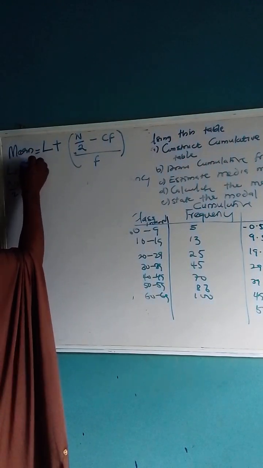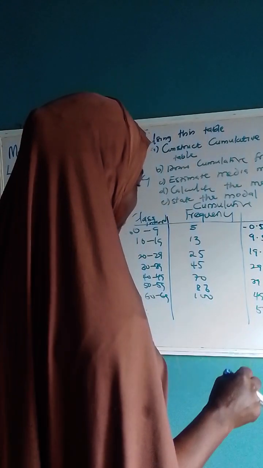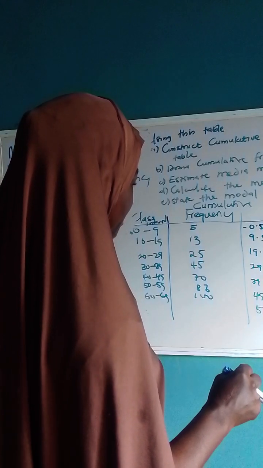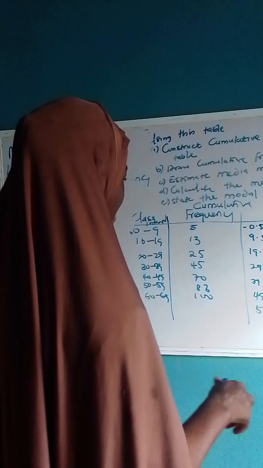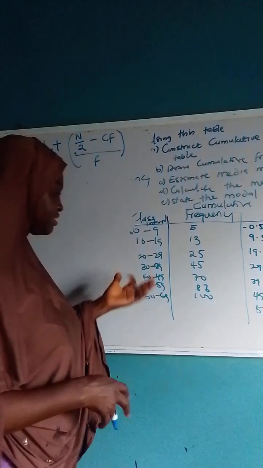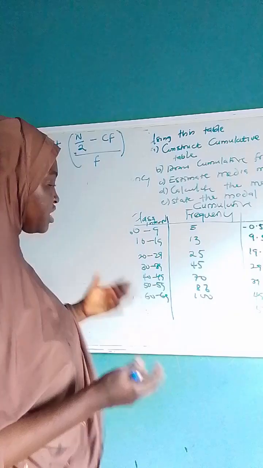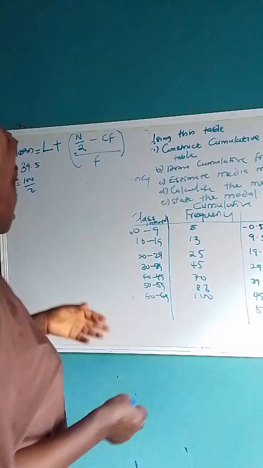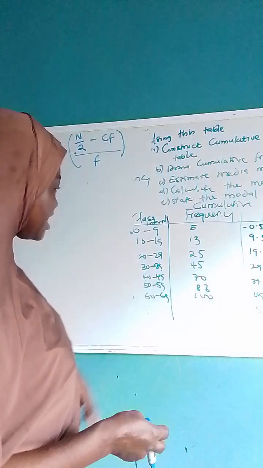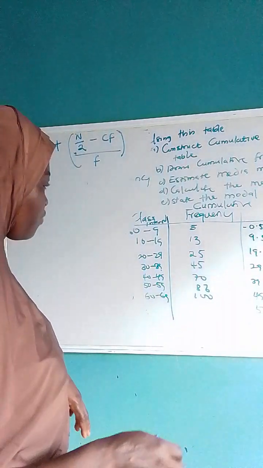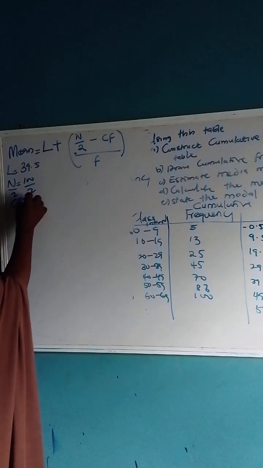So let's just plot it in like that. So L, the upper class boundary before the median class, is 39.5. This is our median class, the class that is close to 50. You know that our cumulative frequency is 100, so 49 is close to 50. So the class before the median class is 30 to 39. The cumulative frequency of that class is 45. So that's why our CF we choose is 45.